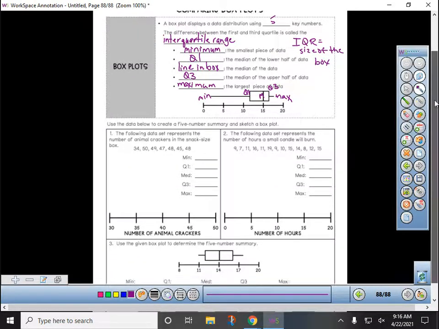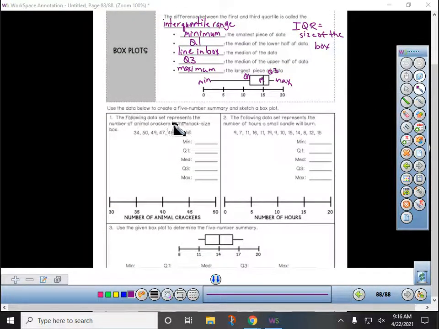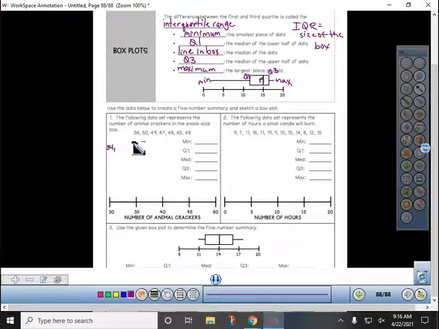All right, look at number 1. The following data set represents the number of animal crackers in the snack size box. You're going to have to put them in order first before you can create the box and whisker plot. So what is the smallest number? 34. What's the next one? 45. And the next one? 47. And the next one? 48. And the next one? 49. There's 2 48s. Oh, there is. Oh, that's right. And then 49, and then 50.